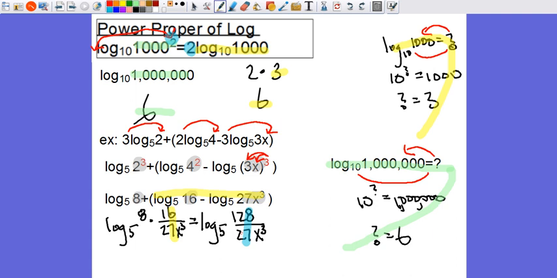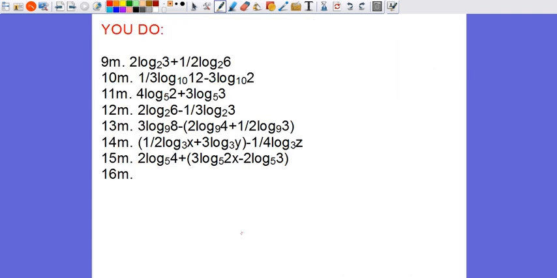Okay. So folks, hopefully that makes sense. Go ahead and do these problems over here. There's no 16. Your answers will be posted up there. So go ahead and get started on this.